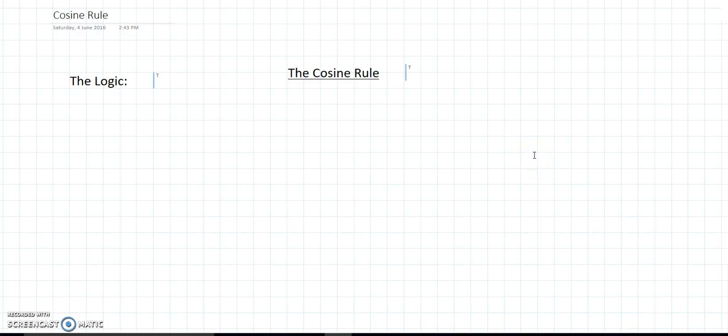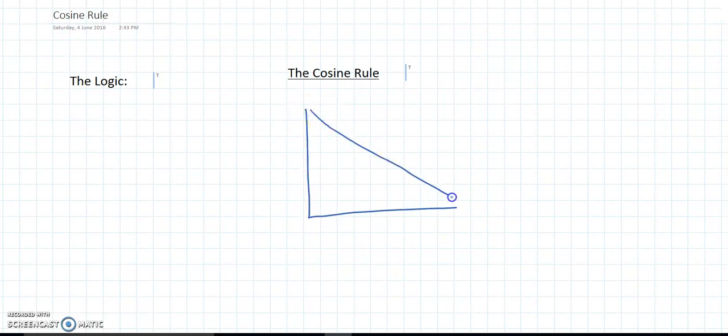Welcome to the cosine rule. I'd like to start off by explaining the logic of it, then we'll go through what the rule is and a couple of examples. Essentially, if we have a right angle triangle, we know that we can label it A, B, and C, and then we can say that C squared is equal to A squared plus B squared with a right angle.